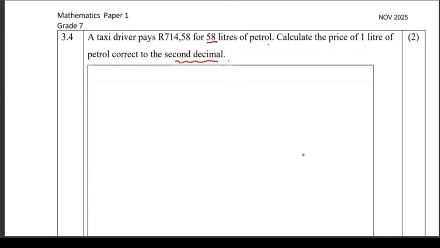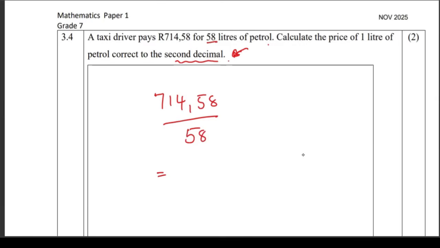Because now when you get questions like this, they want answers in decimals, and it might take forever for a learner just to get this using long division. So what I believe is that learners should use those small calculators that are not really scientific and fancy. But let's see. They want the price of 1 liter, meaning that we're going to get the 714,58 and then divide it by the 58 to get how much it is for 1 liter.